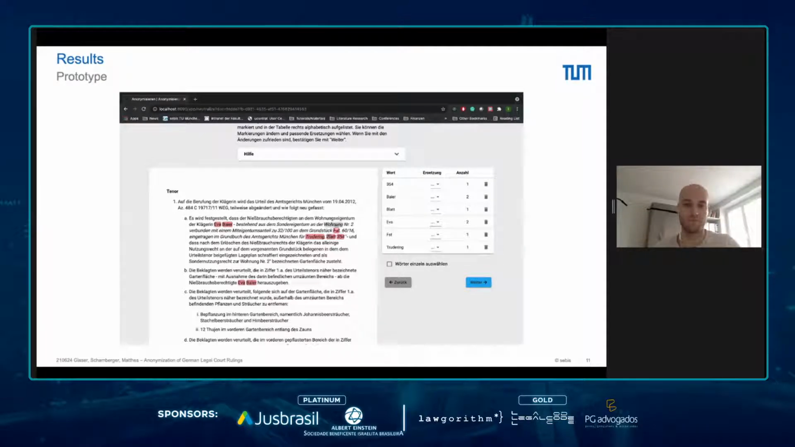We can also see here a small issue. The model detected the word Flurstück as sensitive information, which is wrong. So we can remove that and add the actual number, which should be anonymized. And then on the right-hand side, as I said, there's a tabular overview, and we can also choose some replacements. So we can say we want to have the word buyer replaced with B dot, Eva with E dot, and let's say true bearing with a few stars.